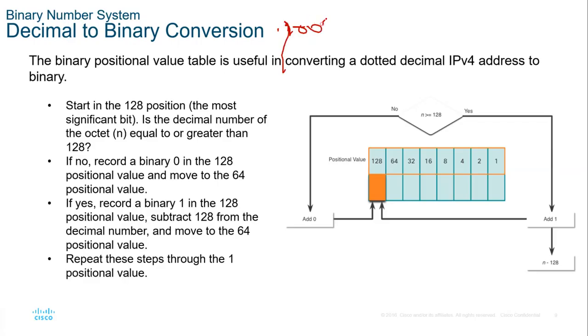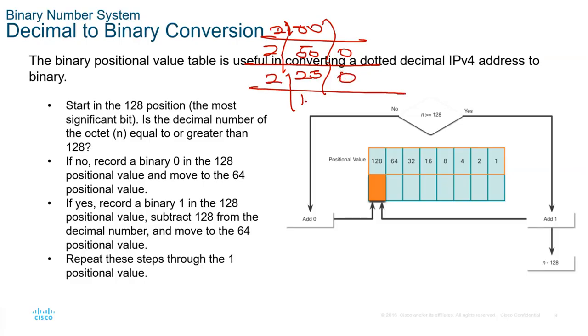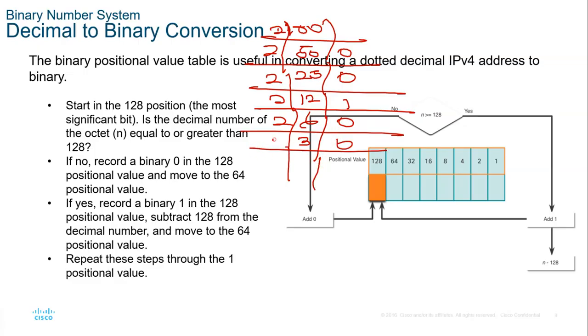100, I can use this method, dividing by 2. You get 50, remainder 0. Then 50 by 2, it's 25, remainder 0. By 2, you get 12, remainder 1. By 2, you get 6, remainder 0. By 2, you get 3, remainder 0. By 2, you get 1, remainder 1. So for our 100, the available binary bits are here.